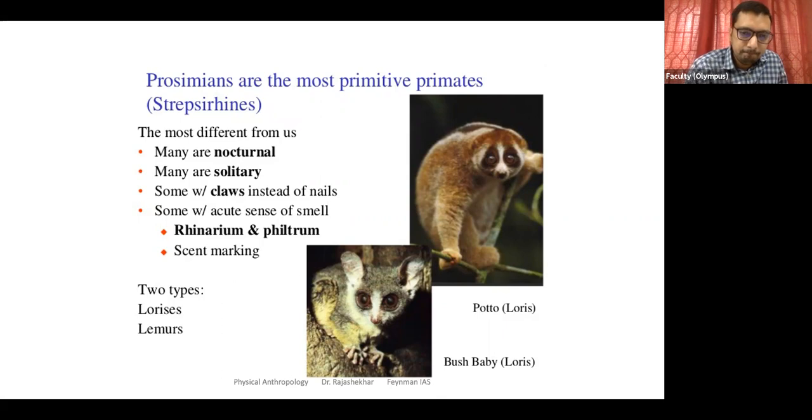One more point I want you to make note of is claws. As primates, we have nails. But these primitive monkeys still have claws, like other animals that you notice, instead of nails. So some primitive features are still there. This is how they look. And where do they live? Habitat-wise, mostly they live on trees. They're arboreal in nature.